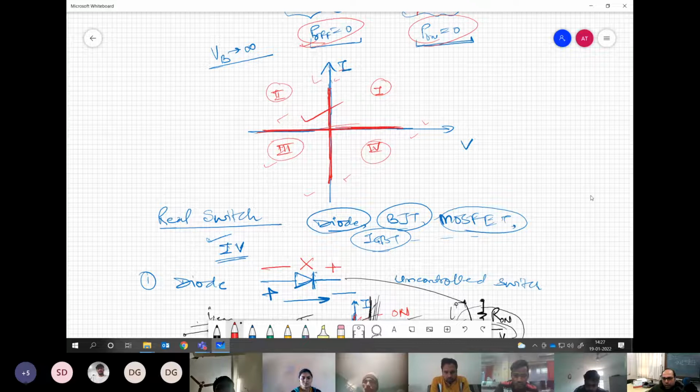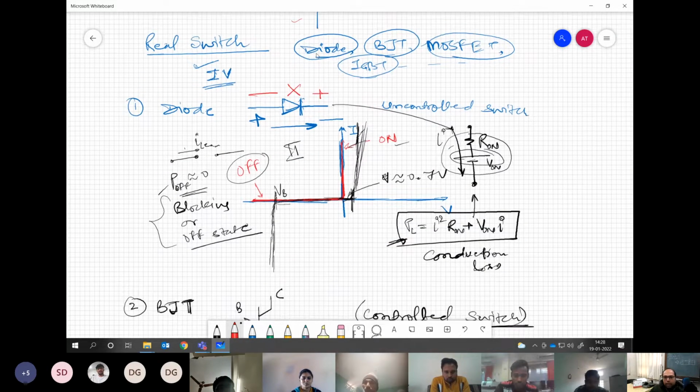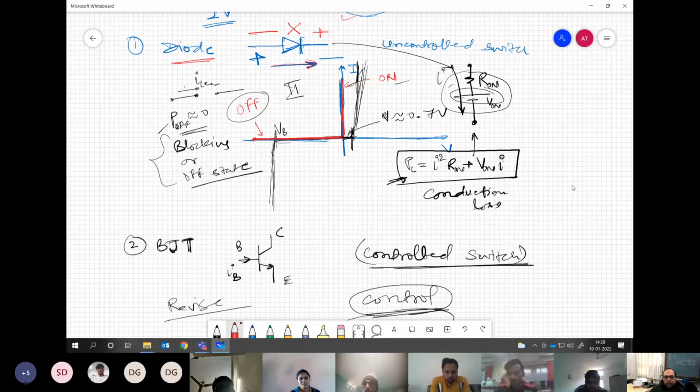Now let us come to the real switch. What we have basically are the diode, BJT, MOSFET, IGBT, and so on. Many more switches could be there. So first the switch, the diode, we have seen what its characteristics are. We know that when the diode is forward biased, it can conduct any amount of current ideally. And when it is reverse biased, it can block any amount of voltage ideally. So what we basically have here is the ideal characteristic where we have positive current and negative voltage.